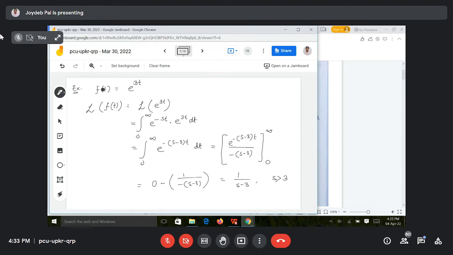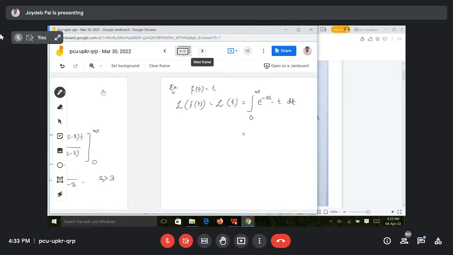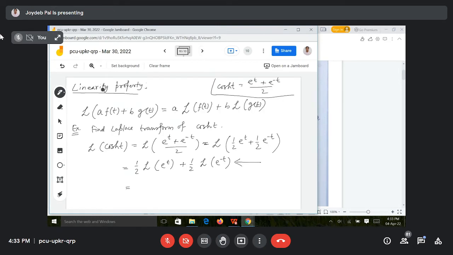Fine. So there are some tabulated formulas. I will show you. So Laplace transform of e to the power t we can write directly. It is 1 by s minus 1. And Laplace transform of e to the power minus t is also a tabulated function. We can write it: it is 1 by s plus 1.